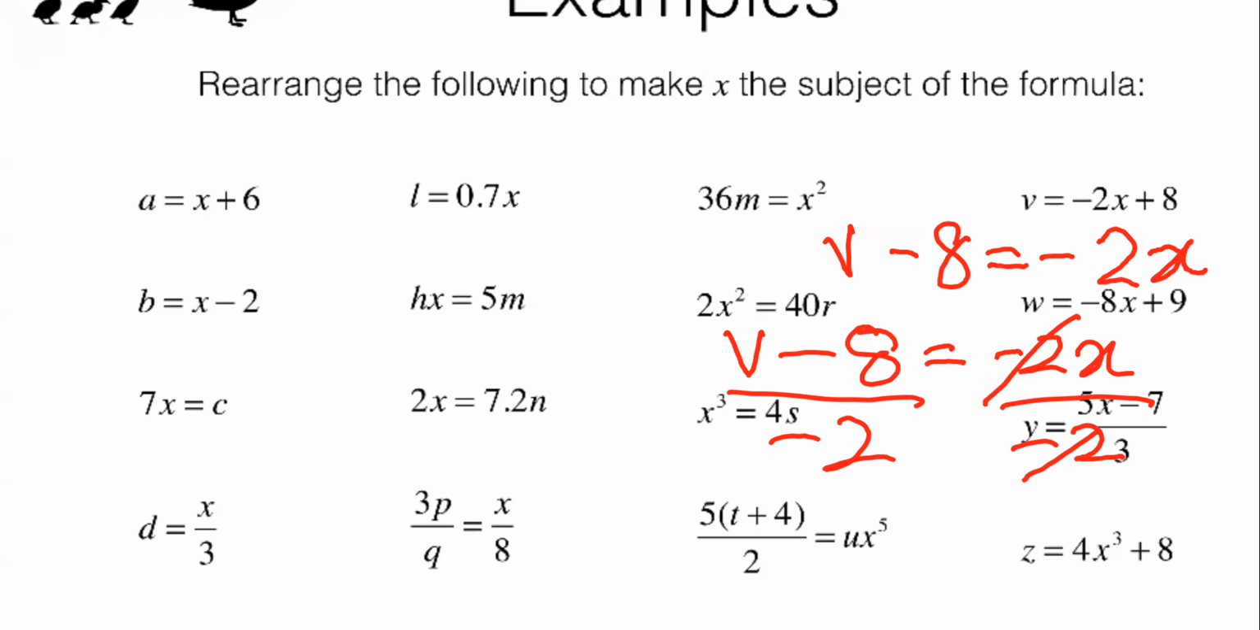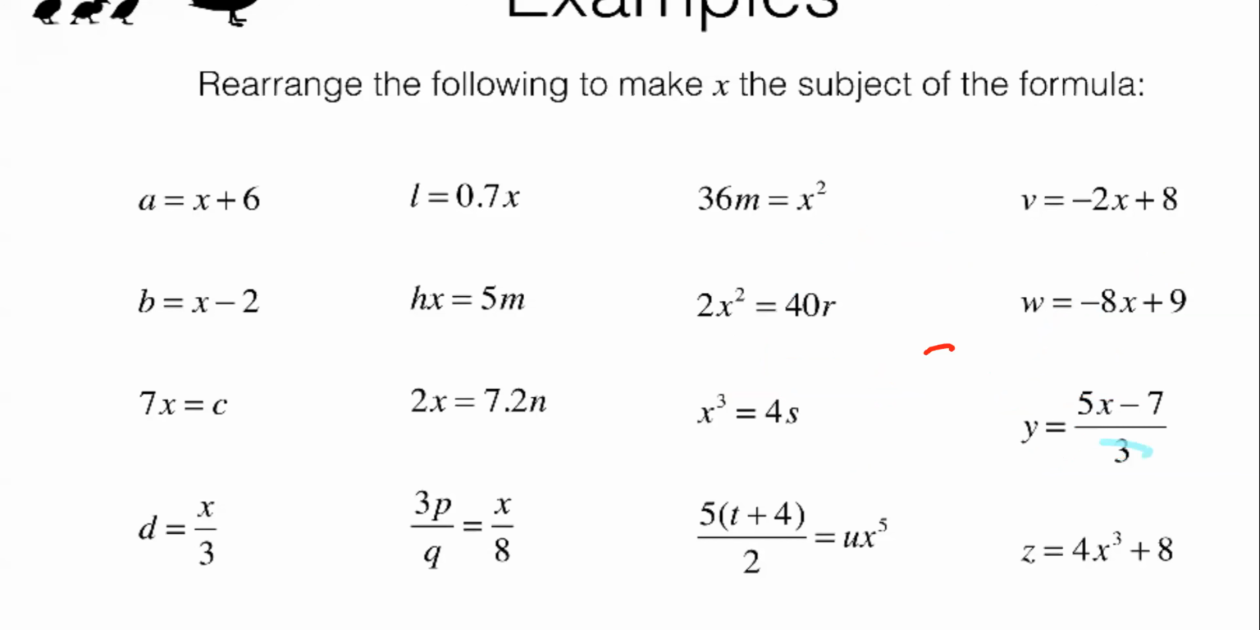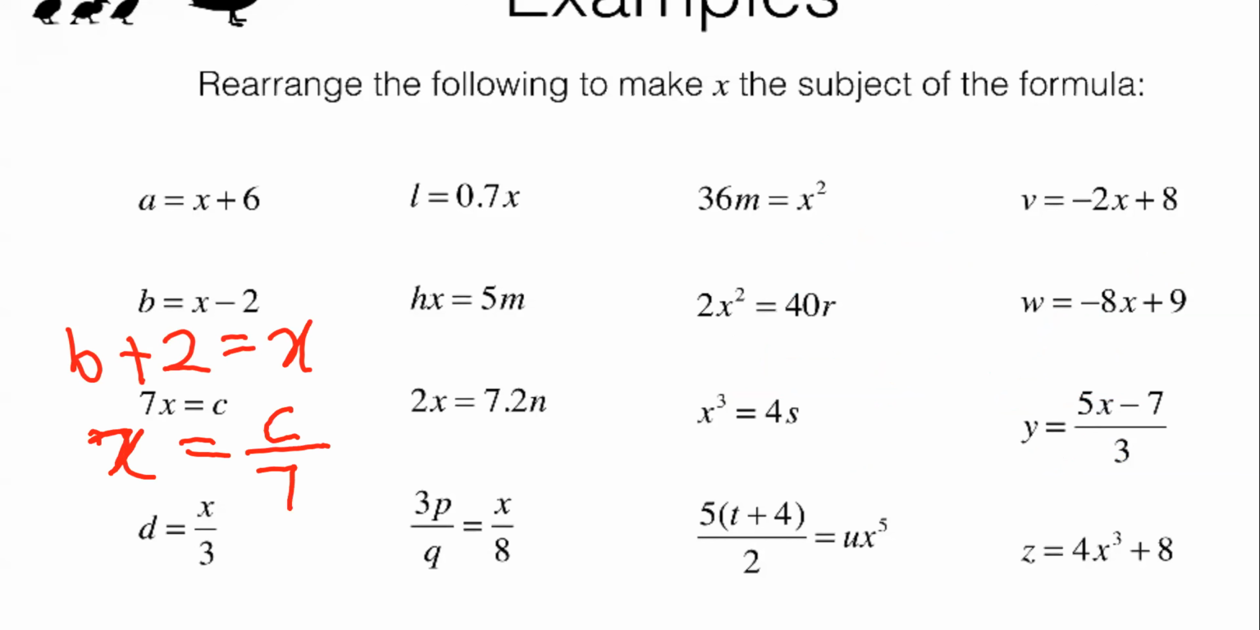B equal x minus 2. So let me do it fast now. B equal x minus 2. So I need to take minus 2 to this side. B plus 2 equal x. In here, 7x equal c. I can divide both sides by 7. I can keep x alone. If I want to remove 7, I can divide.